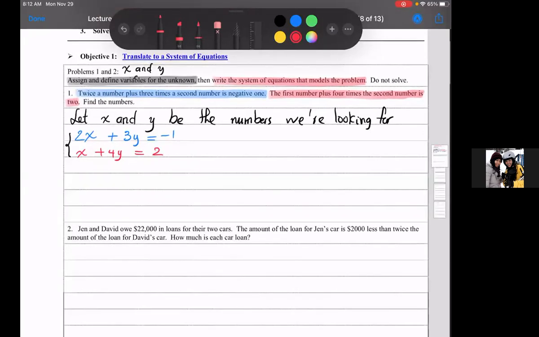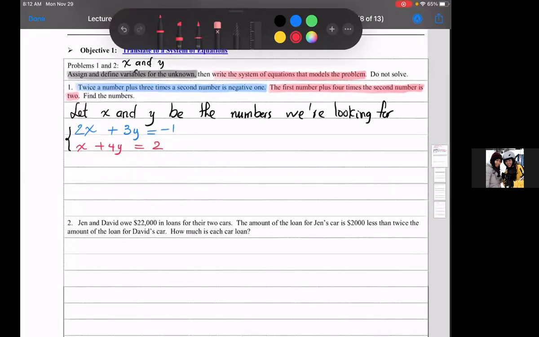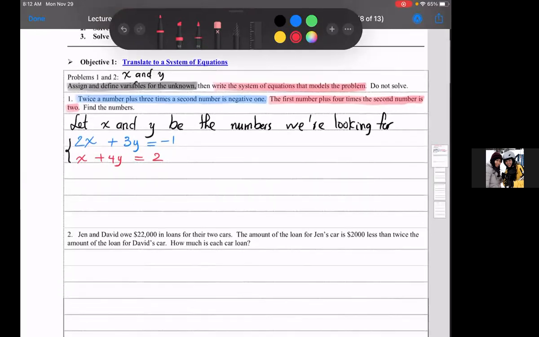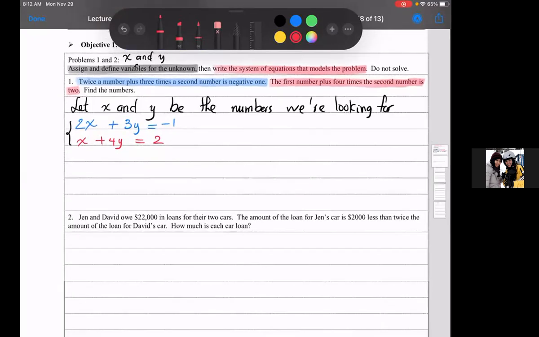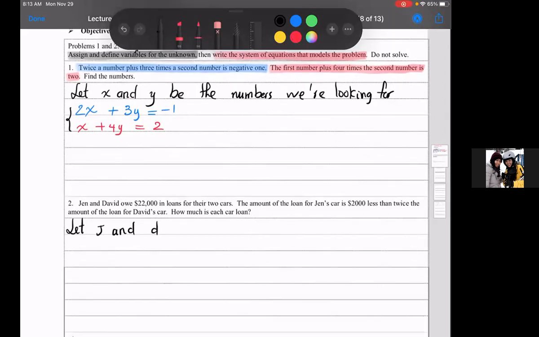Solving is not bad. Number two, Jen and David owe $22,000 in loans for their two cars. The amount of the loan for Jen's car is $2,000 less than twice the amount of the loan for David's car. How much is each car loan? So first of all, you're going to define the variables. I'm going to use J and D for Jen and David so that I remember things better.